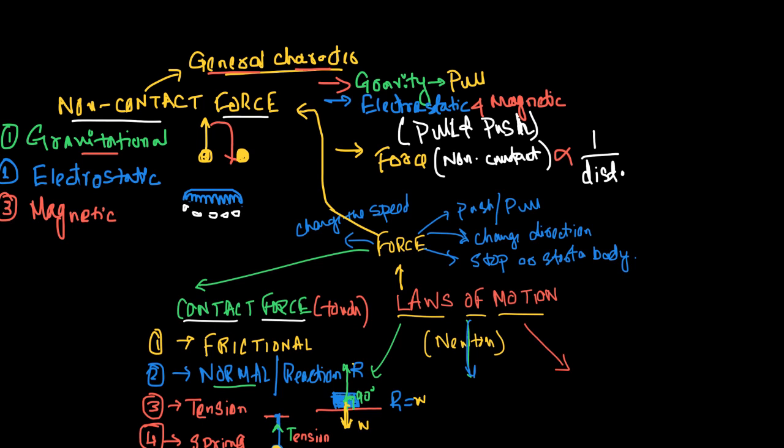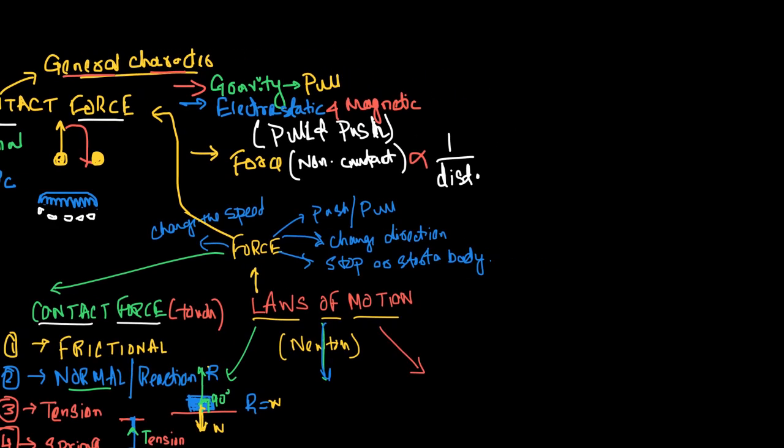Actually, we'll see in this chapter, when we talk about gravity, that this force is inversely proportional to 1 by distance square. This is for your non-contact force. This is 1 by distance square.